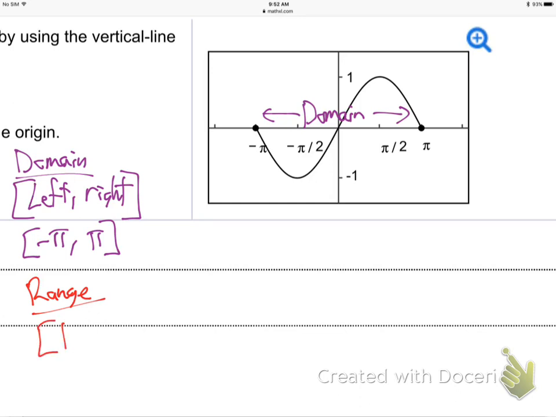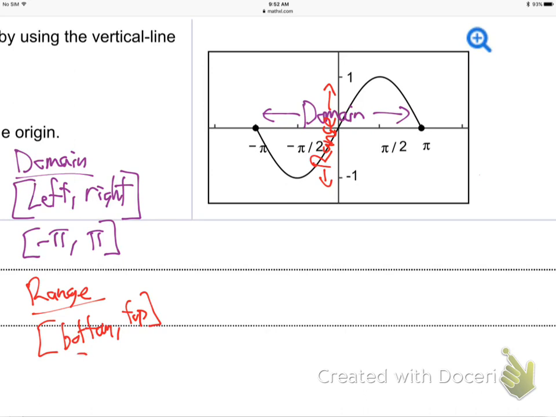Remember how range, same thing, but instead of left, right, it's bottom, top. It's the vertical. So range is, how low, how high? Range is bottom, top. So range is the vertical span. Domain is the sideways, horizontal span, right? On a picture. So what's the vertical span?